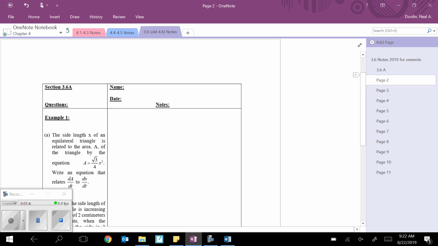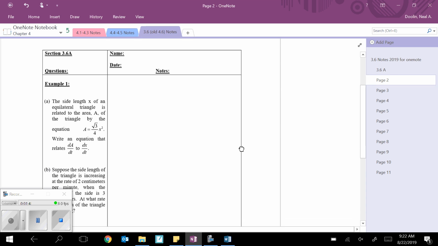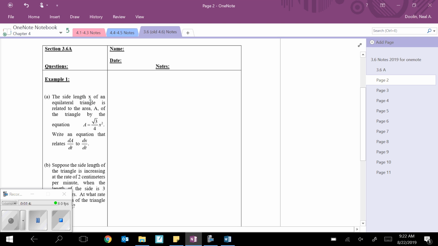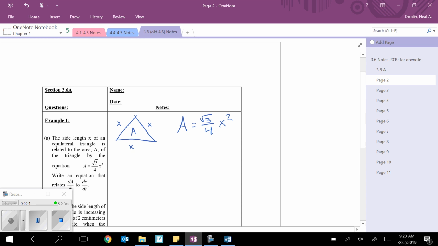So let's take a look at your first problem here. The side length of an equilateral triangle, okay, so I'm just going to draw my best equilateral triangle. And the side length is x, and then it has some area A. Is related by the equation area equals root 3 over 4 times the side length squared. Write an equation that relates the rate of change of the area to the rate of change of the side length. So here's the big assumption you have to make when working with related rates problems.